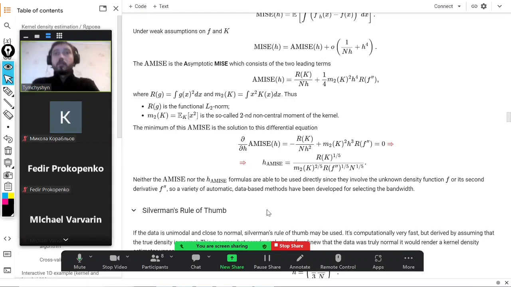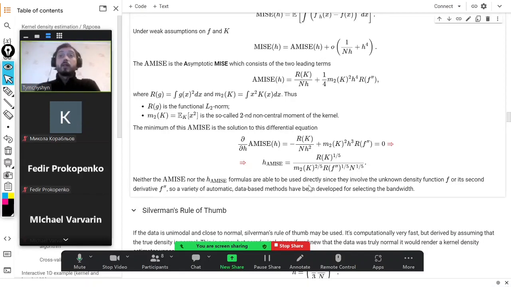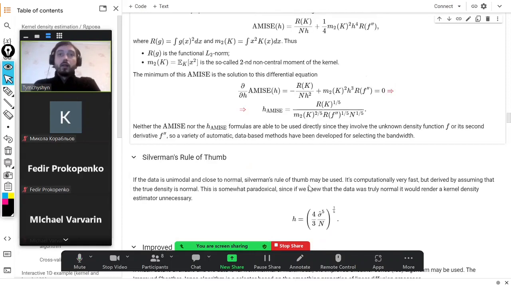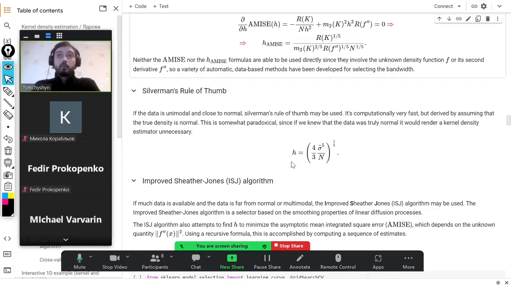But you see that these formulas, we are not able to use them directly, since they involve the unknown density function f, or second derivative of f. So we should somehow estimate these parameters. And one of the estimations is like this one. If we assume that f is normal, we get this formula. And you see that it contains the variance, so probably that's what you wanted.